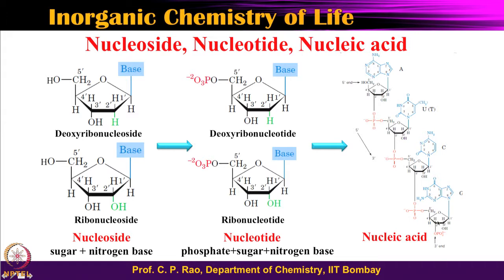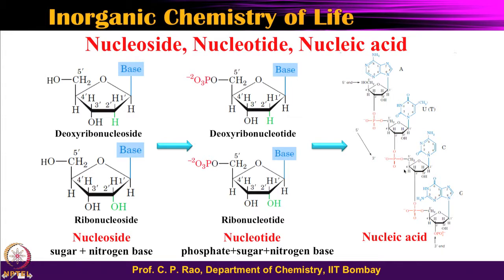On the right end, if you connect each of these nucleotides, if you connect the ribonucleotides, you will get RNA. If you connect deoxyribonucleotides, you will get DNA. So you have nucleic base, the sugar, the phosphate, the sugar, the nucleic base, the phosphate, the sugar, the nucleic base, and the phosphate. So, what is the backbone in this? The backbone in this is the sugar, phosphate, sugar, phosphate, sugar, phosphate.